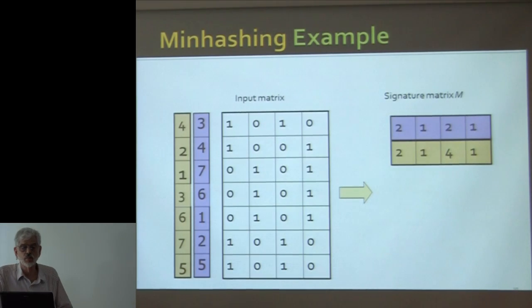Here's another random permutation. Again, I take the first in the permuted order. Actually, the same thing happens. The second and fourth columns have 1s, so they get the 1 from the permuted order as their signature value. Now I have to go to 2, and there's a 1 in column 1, so it gets a 2, but there's 0 in column 3, so I still don't know what this value is.